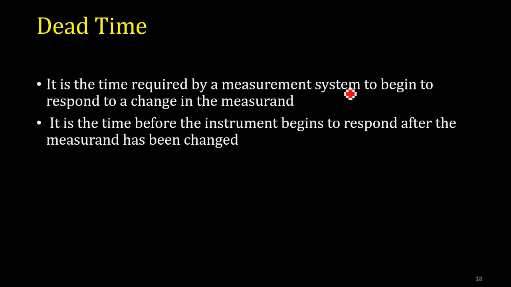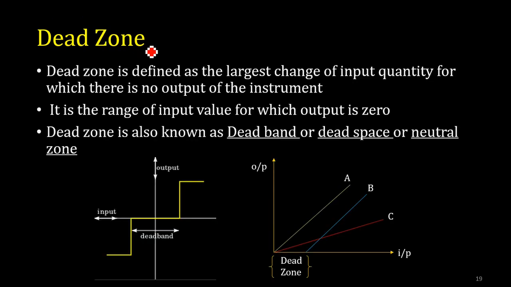Now, the next one is dead time. Dead time is the time required by the meter to respond to a change in the input or the measured quantity. In certain instruments, even if you increase the input, the meter may not be reading at that time. Only after some lag does your instrument start to read, and such a scenario is called the dead time. And dead zone is the largest change in input quantity for which there is no output of the instrument.